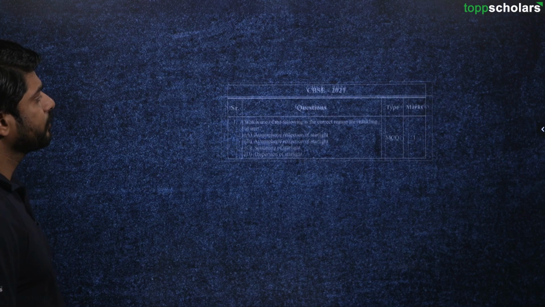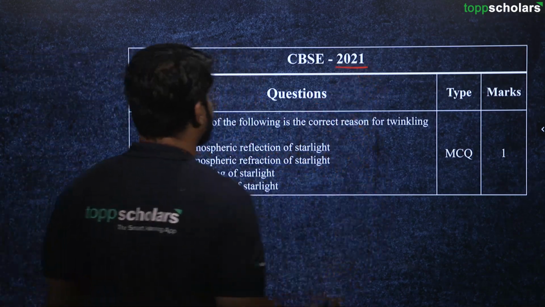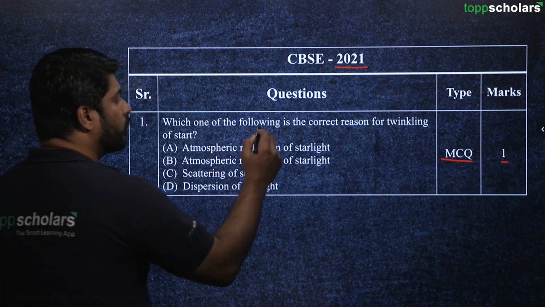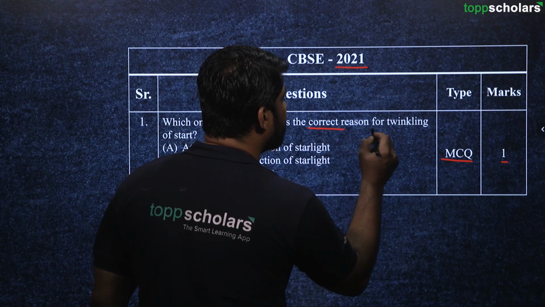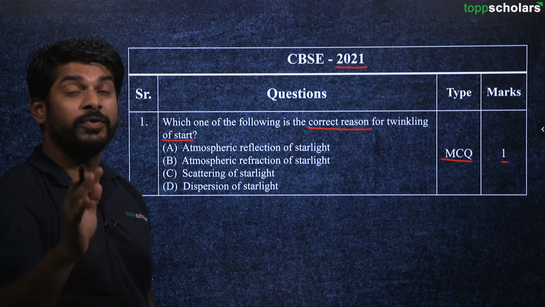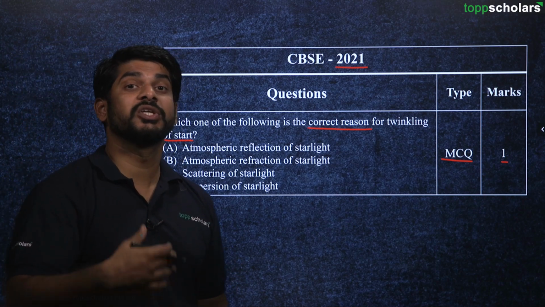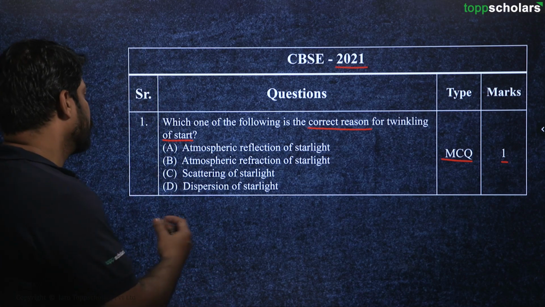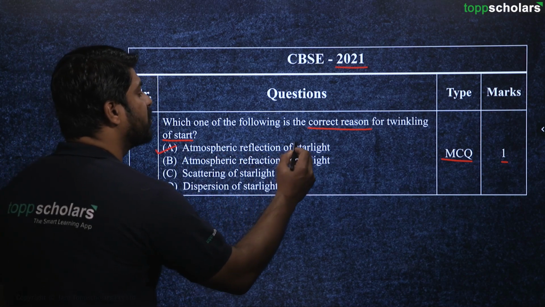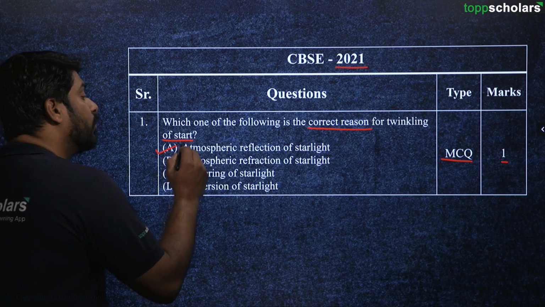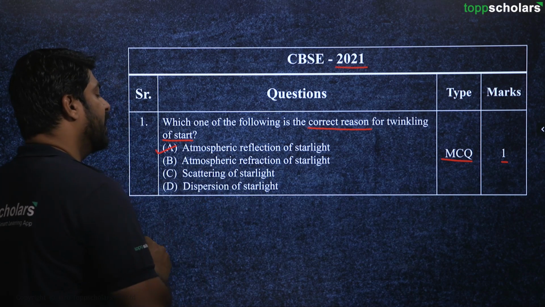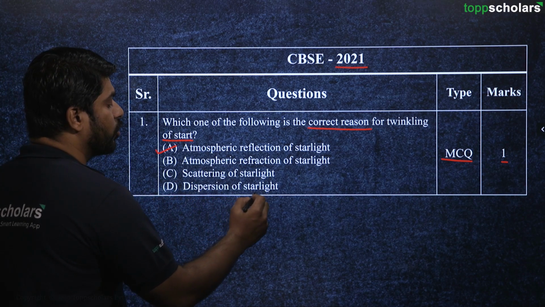Moving on to the next, year 2021. So here is one MCQ question for 1 mark. Which one of the following is the correct reason for twinkling of stars? Okay, twinkling of stars. So why do stars twinkle? We know the reason, isn't it? So here the options given are, first one, atmospheric reflection of starlight, then atmospheric refraction of starlight, then scattering of starlight, and the last one is dispersion of starlight.